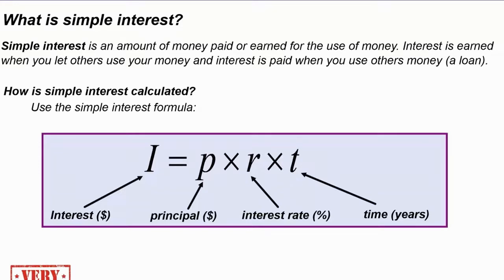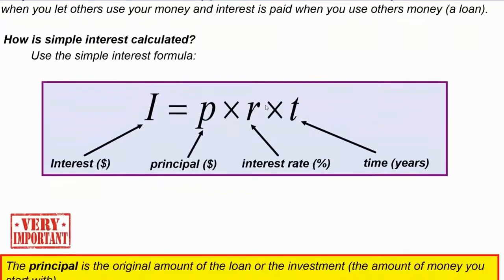Interest is earned when you let other people use your money, and interest is paid when you use other people's money. So like a loan or an investment. If you have a savings account, the bank pays you interest, which is a small percentage of the amount of money you put into the bank. Or if you need a loan to buy something like a house or a car, then you have to pay the bank a small amount of money, which is a percentage of what you borrowed. That's called interest.